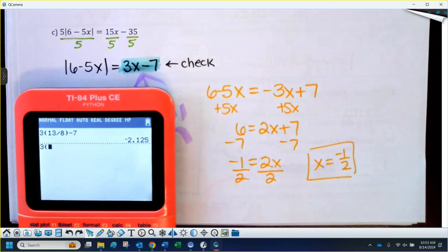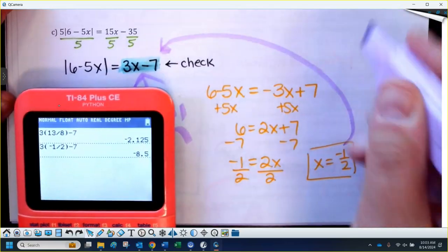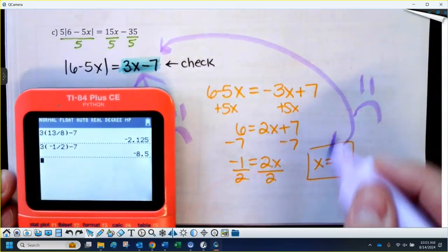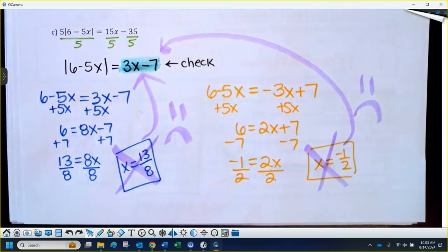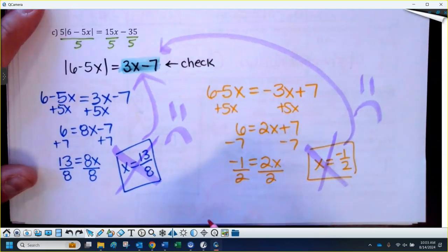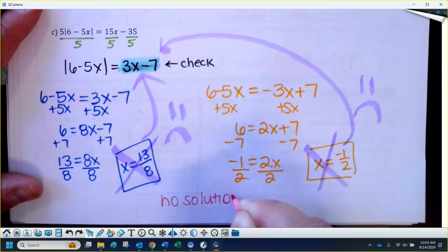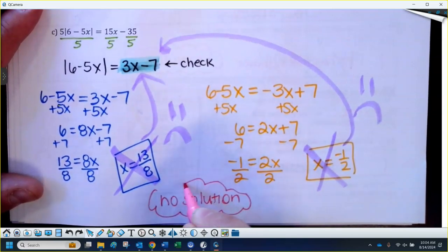All right, now I have to check my other answer too, which is negative a half. Same thing, I'm going to do 3 times negative a half. Make sure if you're using the graphing calculator, use the negative key, don't use the subtraction sign. It won't do it if you use the subtraction sign. And then minus 7. Again, doesn't matter the number. I got negative 8.5, but that is also bad for us. So that is also negative. That's giving me an absolute value equal to a negative number. So both of my potential answers did not work here. If that happens to you, what would you write as your answer to the question? No solution, exactly. No solution, because both of our answers ended up being extraneous here.